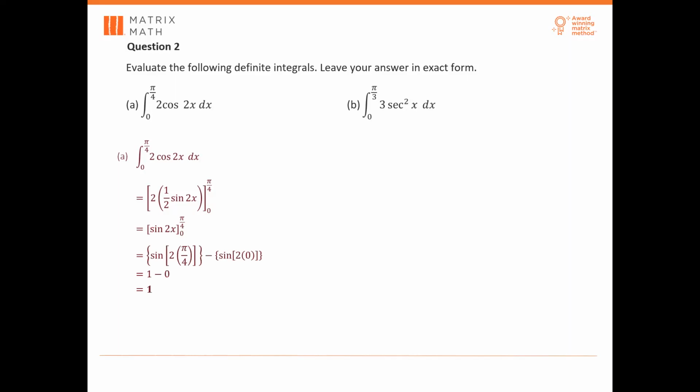Okay, part B. Let's do the integration for 3 secant square x. Leave the 3 alone. It becomes 3 tangent x, and the boundary will be pi over 3 and 0. So go and find out what happens when x equals pi over 3 and what happens when x equals 0. Minus off the two values. You will get 3 square root 3 minus 0, and the answer is just 3 square root 3.